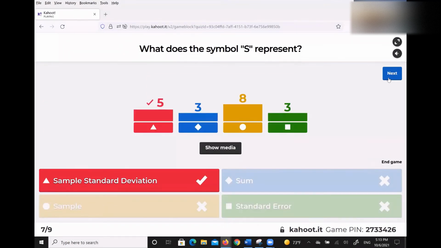Right, so it is the sample standard deviation. Use letter S. All right, let's move on to the next one.